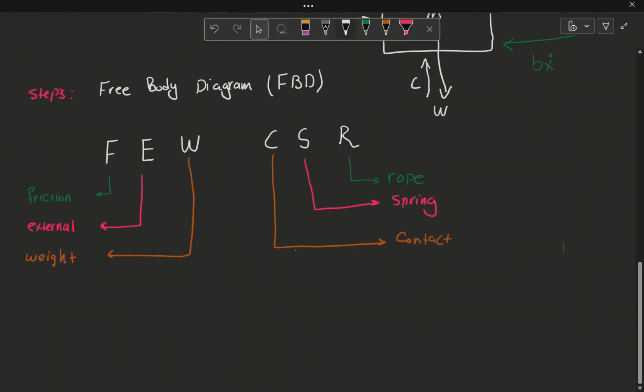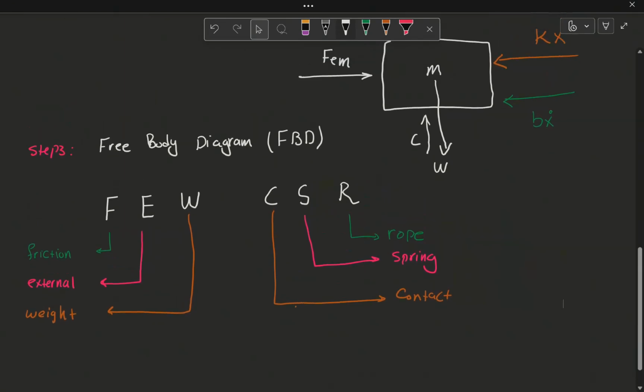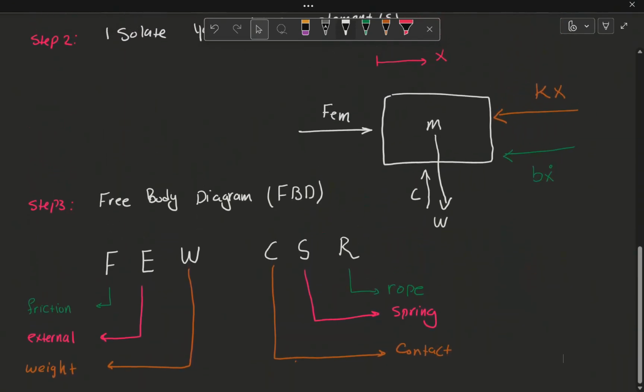And the next force in this sequence of forces is the rope force. Unfortunately, we do not have any rope in this problem, so we are done with the free body diagram. Guys, note that step 3 is the heart of your solution. Okay, and we're going to talk about this step a little bit more.